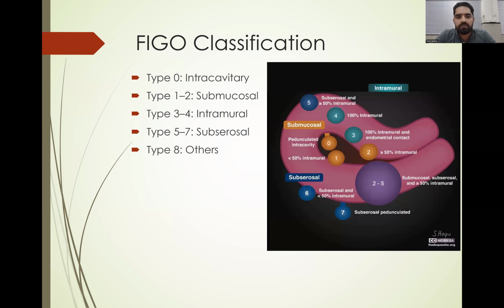Here is the FIGO classification of the fibroid. First is type 0, which is intracavitary. Then are type 1 and 2, which are submucosal. And then are type 3 and 4, intramural fibroids.